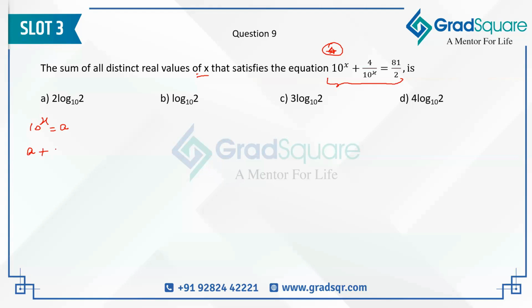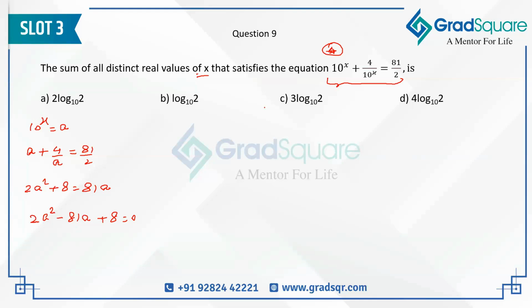It becomes a plus 4 by a equals 81 by 2. Let's solve this further. It will become 2a square plus 8 equals 81a. So 2a square minus 81a plus 8 equals 0. Now, solving this to find the values of a is going to be an extremely challenging task, because it is not giving you a split of the middle term, and it will give you values which are of course irrational and difficult to handle.